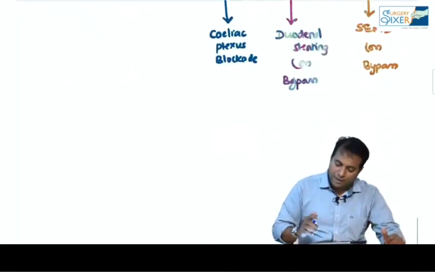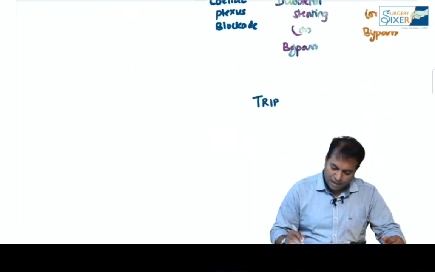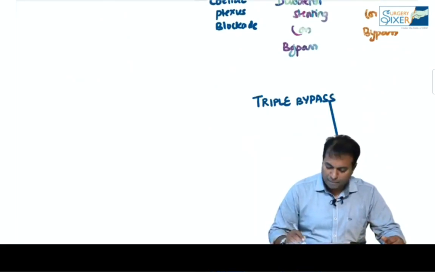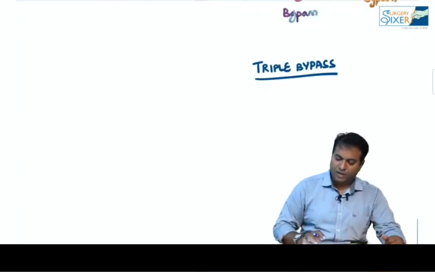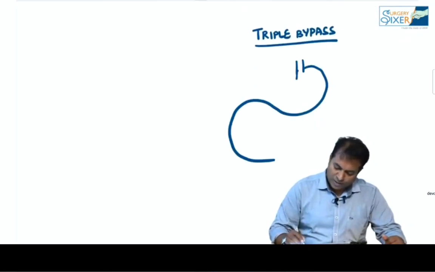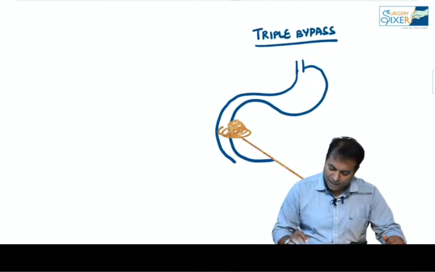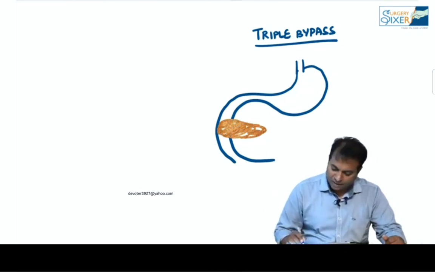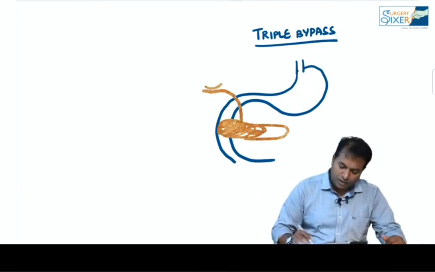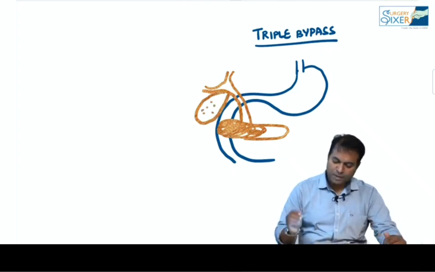So I am telling you bypass. What is that bypass? That bypass is known as triple bypass procedure. So triple bypass is done for inoperable cancer pancreas. What is this procedure? Just understand the image I am drawing. There is a cancer here in the pancreatic head which is compressing the duodenum and also the bile duct. You are seeing the gallbladder is enlarged, this much.